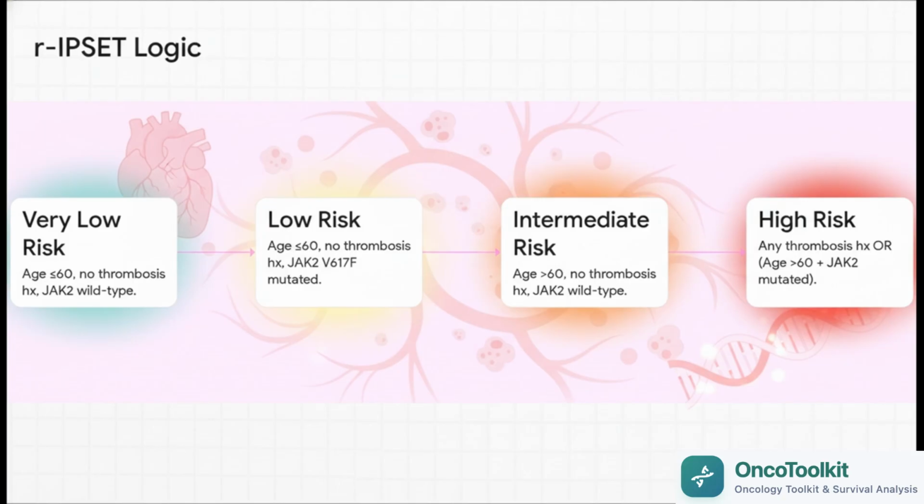Okay, what if they're over 60, no prior clot, JAK2 wild type? That's intermediate risk. And high risk? That's simple. Anyone with a prior clot, period. Or someone who is both over 60 and has the JAK2 mutation.